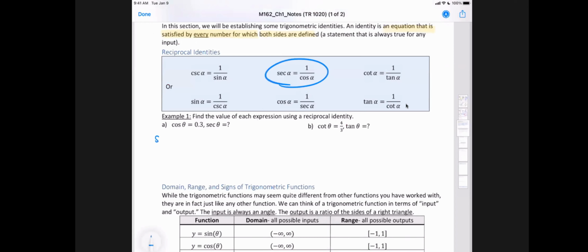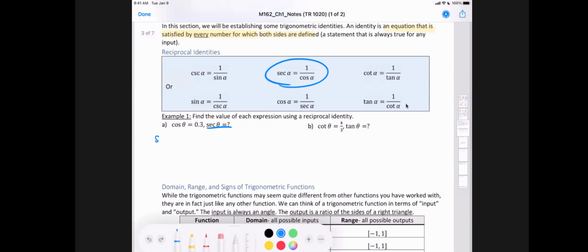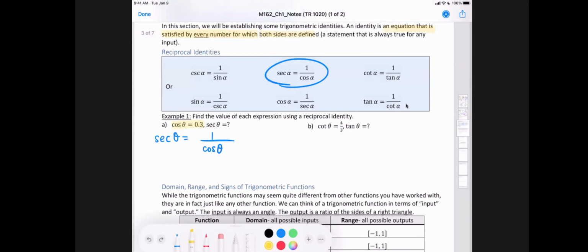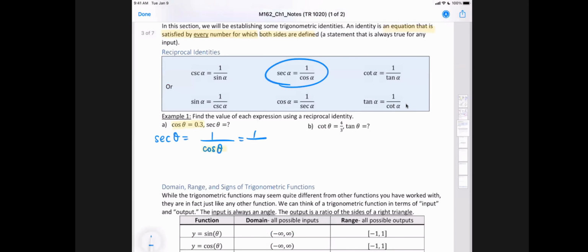So we're trying to find the unknown, so we're going to start with the unknown. So secant of theta is equal to 1 over cosine of theta. Okay, so we know that cosine of theta is 0.3, so we're going to put 0.3 into the denominator. So this is 1 over 0.3. And let's say we want the exact value. Exact value would be the fraction without a decimal. Using the definition of 0.3, that's to the 10th place, right? So that's equivalent to 3 over 10.